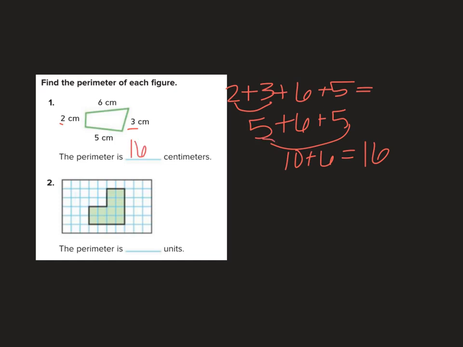Okay, how come I can add 5 and 5 together? Because of the associative property, right? It says I can switch them around, and I can choose I want to add 5 and 5 because they're all addition symbols. All right, next. The perimeter is what? Okay, let's count. 1, 2, 3, 4.